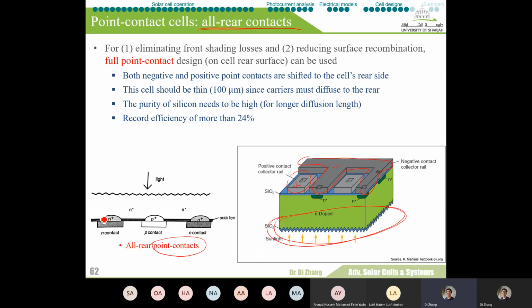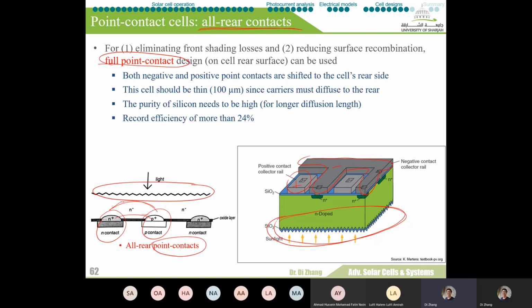We have the N-type contact, we have the P-type contact, and supposedly the solar cell is between them, and on the front surface we have basically no obstacles. We have zero shading losses. So this is the idea for the all rear contact solar cell, or sometimes we call this the full point contact design.